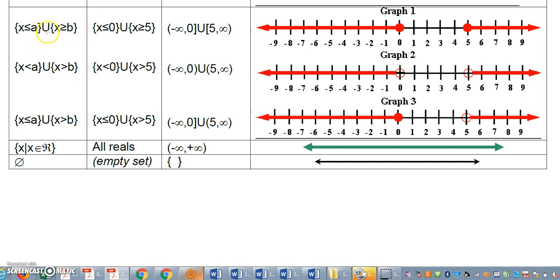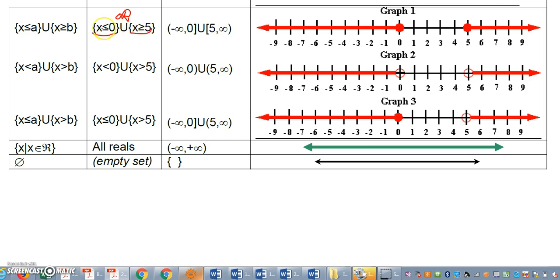numbers? So for instance, what if I wanted to represent the set of everything less than or equal to 0 plus everything greater than or equal to 5. Now this U right here stands for the union. It's the union of 2 sets. So the literal word for union is OR. So we want everything in this set or plus everything in this set.